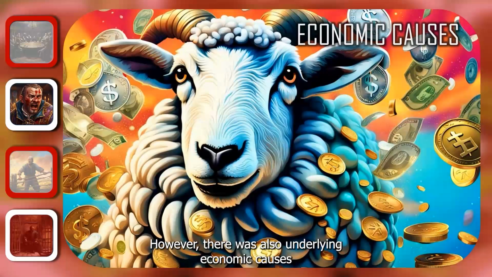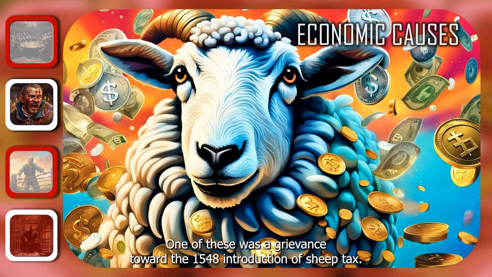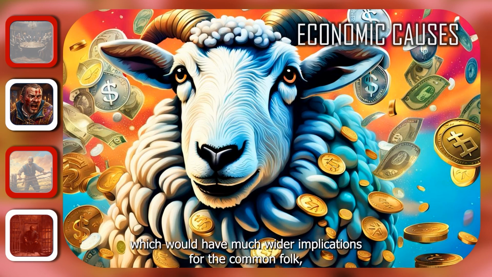However, there were also underlying economic causes of the Western Rebellion, due to the economy being in decline. One of these was a grievance toward the 1548 introduction of the sheep tax. There was a rumor that this tax would be extended to geese and pigs, which would have much wider implications for the common folk, since most were not affluent enough to own a herd of sheep, but they did use common land to farm geese and swine. They also expressed grievances toward the rise in food prices and inflation.